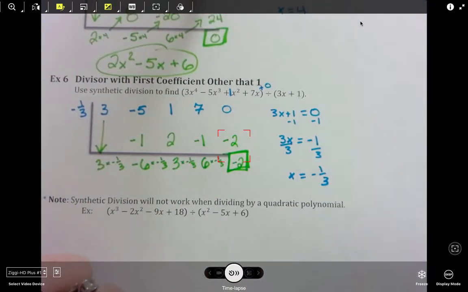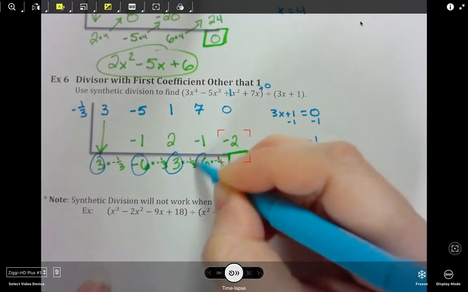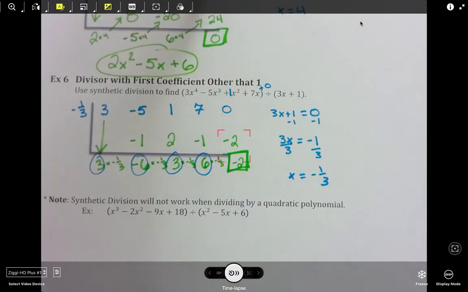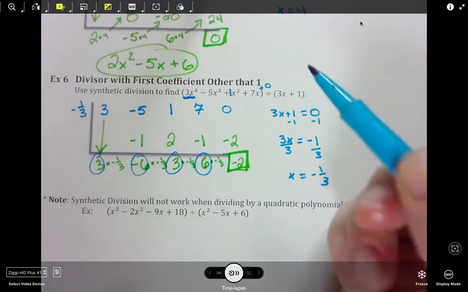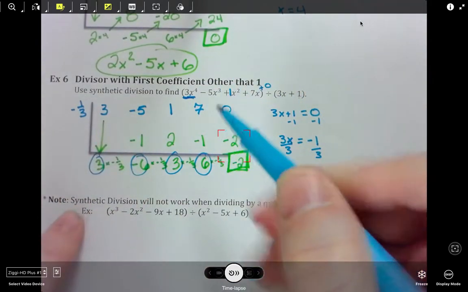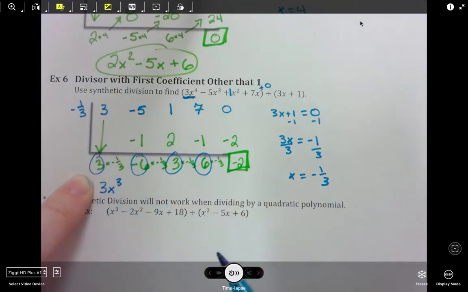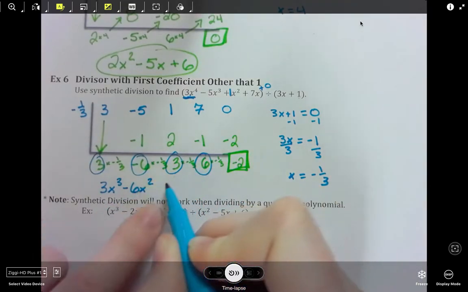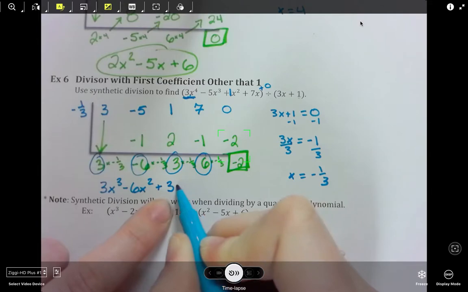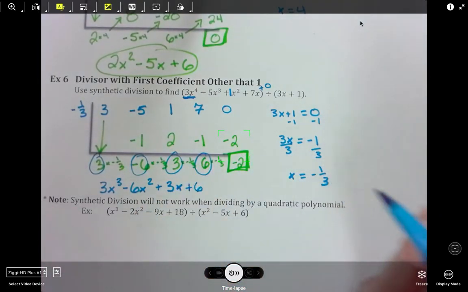Okay, last number goes into a box, all right? So my numbers here were 3, negative 6, 3, positive 6, and then I have that negative 2, all right? What I was dividing by was an x to the 4th power. So 1 degree less than that is x to the 3rd power. So this 3 is going to be x to the 3rd power. This negative 6 is going to be x to the 2nd power. This positive 3 is going to be x to the 1st power, or just x. And then plus 6 is my last number, okay?